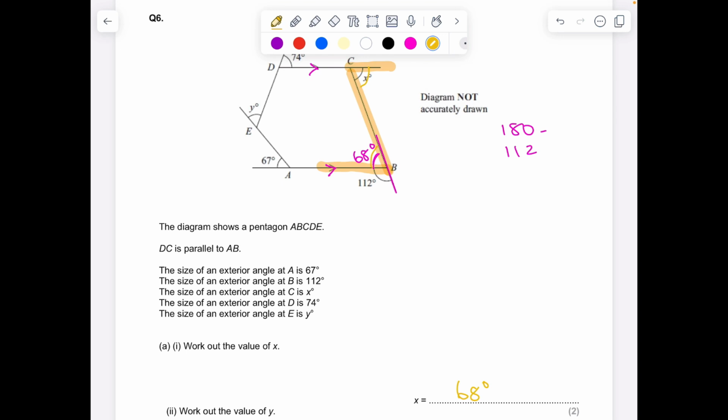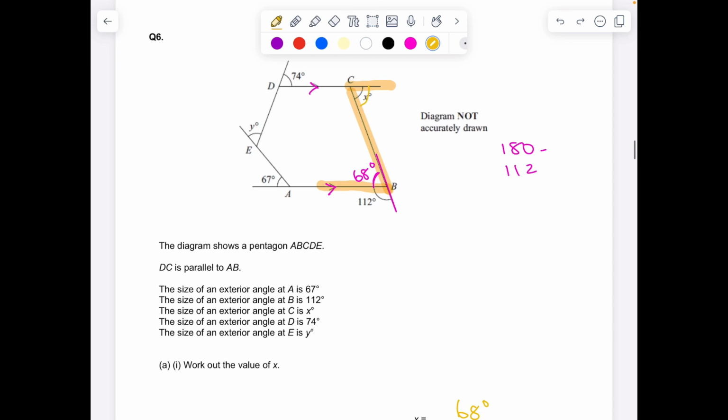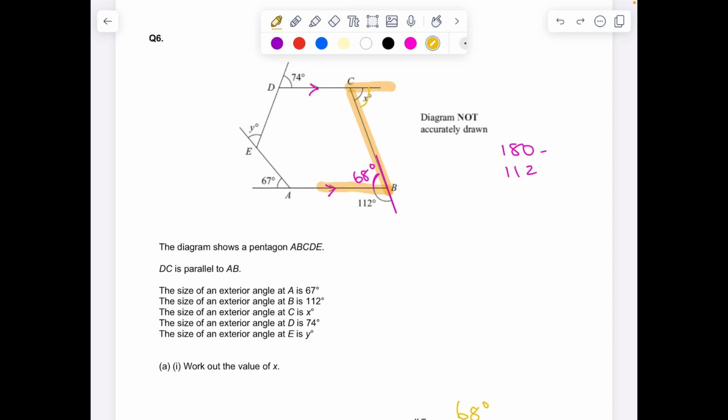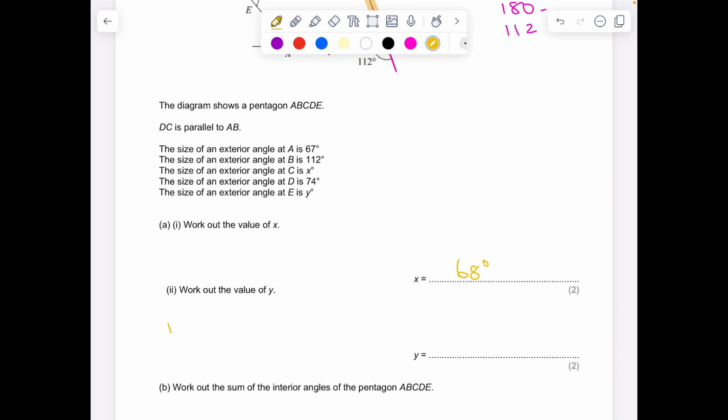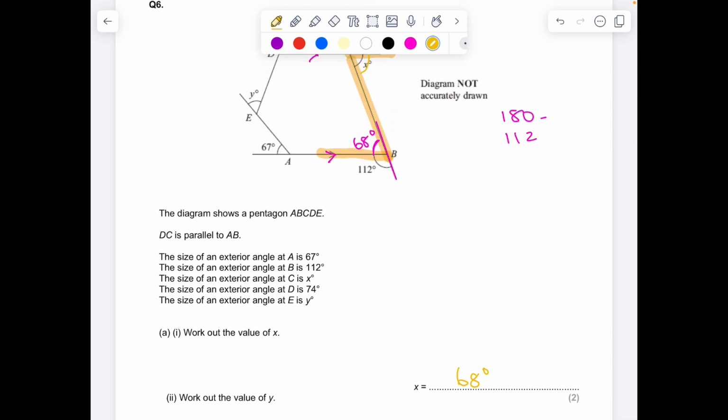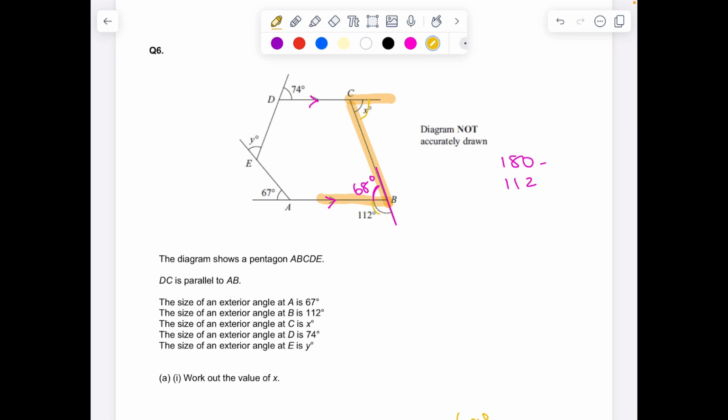So the easiest thing to find y is, I think, to look at all the exterior angles. So you know that the exterior angles, so I'll write this down, but you don't have to. The exterior angles of any polygon add up to 360 degrees. And so we've got most of the exterior angles. We've got this one, so it's 112.